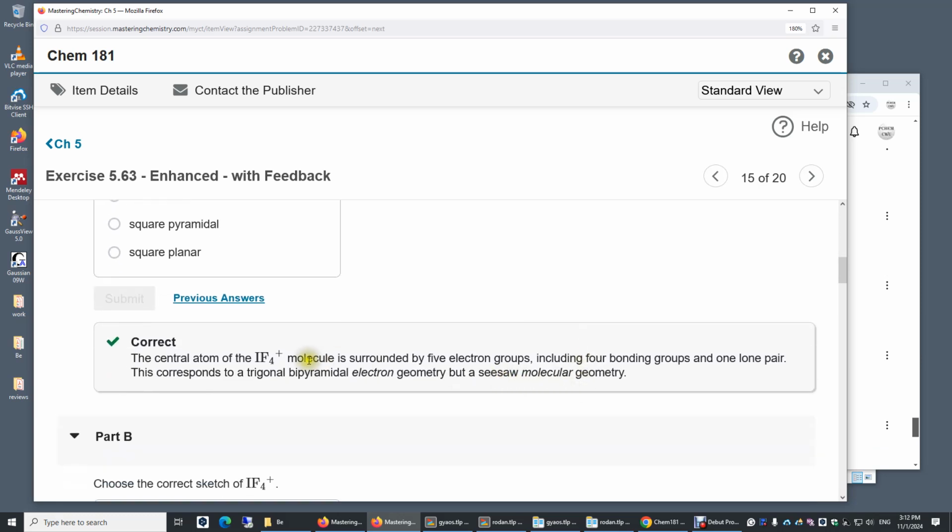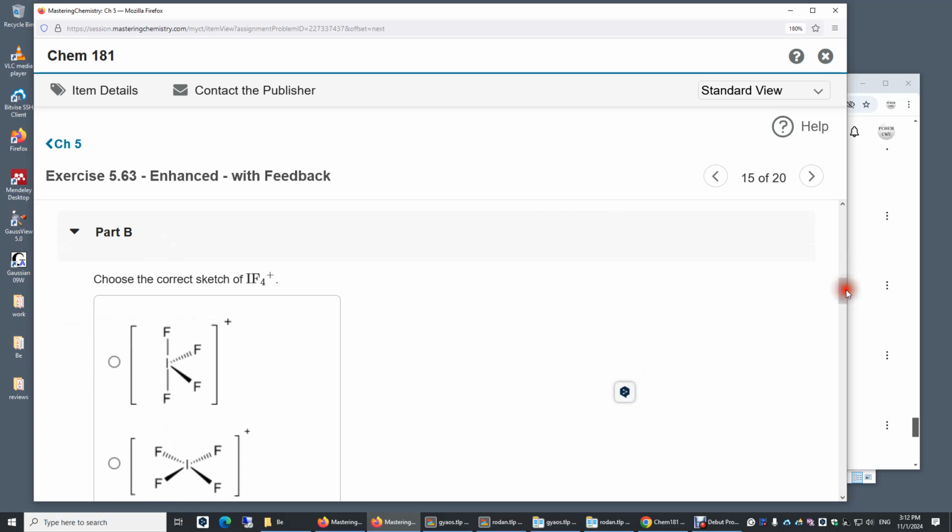Alright, so let's take a look. 5 electron groups, right? And then we have trigonal bipyramidal electron geometry. The molecular geometry is different because of the lone pair electrons.